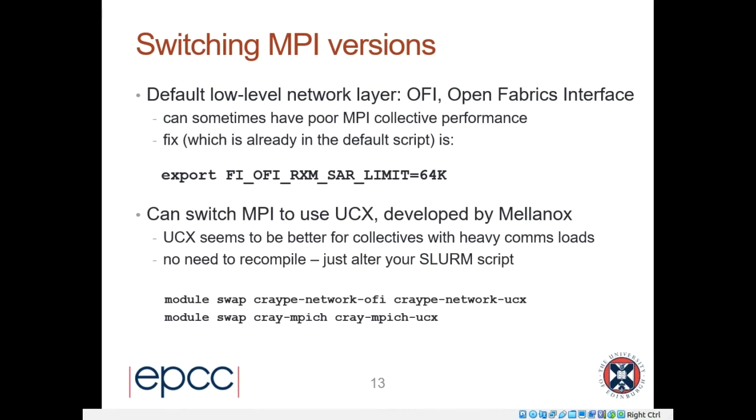However, there is an alternative version of MPI which uses a different low-level network layer called UCX, which is Mellanox specific, and it seems to be better for collectives with heavy comms loads. If you want to try this new MPI, you just do a couple of module swaps. So you don't need to recompile. You just do this at runtime, in your Slurm script, using a different MPI implementation, and you can try and see. And my experience on real codes, which I need to check, is that this will extend the scalability out quite significantly.